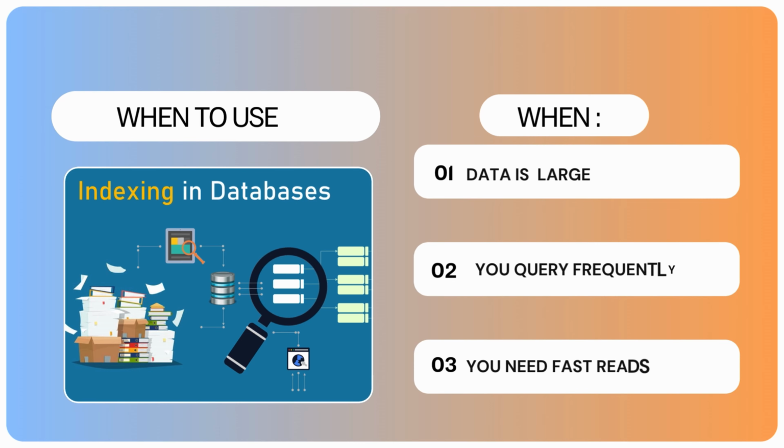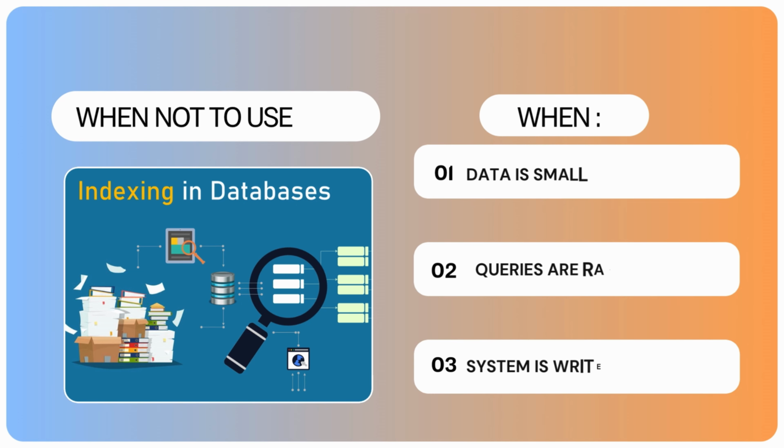And we also have what we call the storage cost. We also need to consider the storage cost when we are talking about indexing. Indexing takes a lot of space. So as an engineer, your duty is not to add indexing everywhere in your system or in your database. What you want to do is to add them strategically. So I'm going to walk you through when to use indexing and when not to use indexing. Use indexing when your data is large, when you query frequently, and when you need fast reads. Avoid indexing when data is small, when queries are rare, and when your system is write heavy.